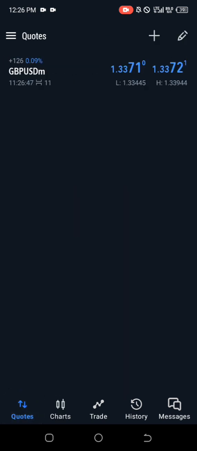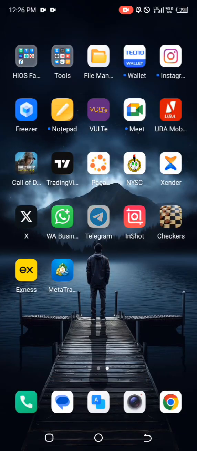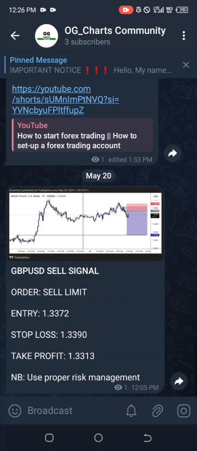Let's look for a trade to take. New order. So now let's go to the channel. I already dropped a signal here. See, this is how a signal will look like. It will contain these three things: your entry, your stop loss, and your take profit. Take note of that entry. This is 1.3372, and I already showed that it is a sell limit. This is the chart for that signal. Our entry is 1.3372.